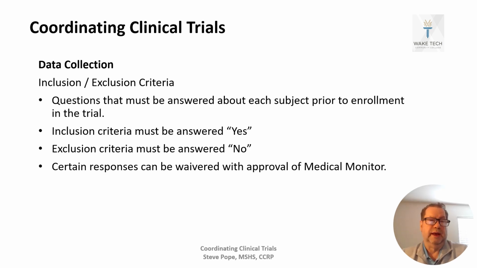So you're going to collect inclusion-exclusion data, which is going to be against whatever the inclusion-exclusion criteria is for your protocol, for your study. And that criteria is going to be listed in the protocol. So what I would highly recommend is that you take that inclusion-exclusion criteria, print it out, put it in the subject's chart, and as they come in, you determine whether or not they meet the inclusion-exclusion criteria. So all inclusion criteria should be answered yes, and all exclusion criteria should be answered no.